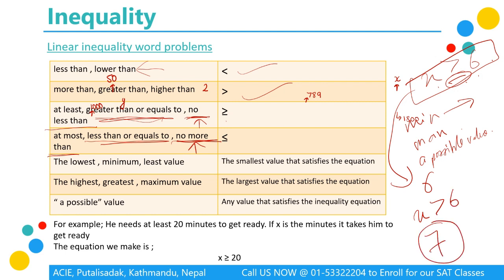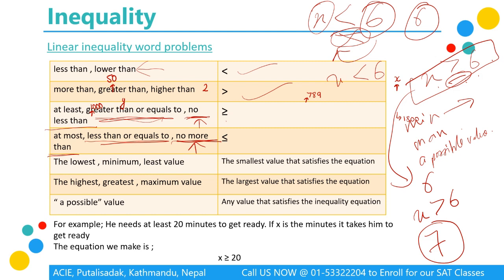Because 6 is not included in the list of values for x. Similarly, for the maximum value, if x is less than or equal to 6, the maximum value of x is going to be 6 because any other value is going to be less than 6. Also, if you remove the equals to part, so x is less than 6, the greatest value or the maximum value of x is going to be 5 because 6 has been removed from the list of answers of x.